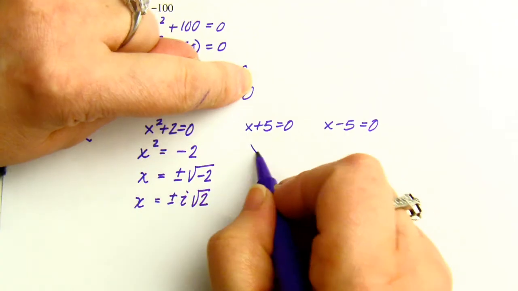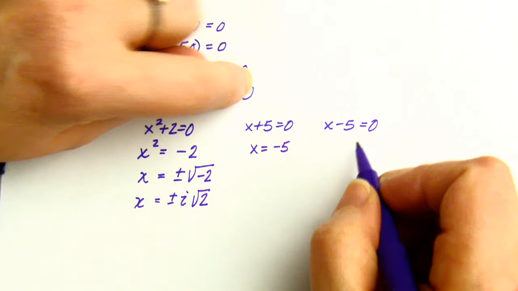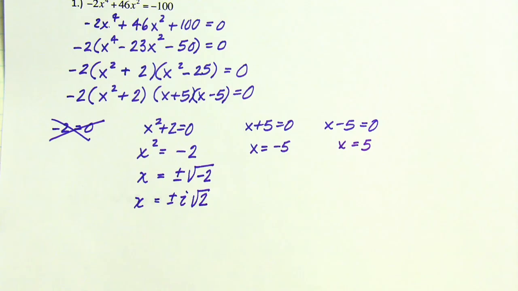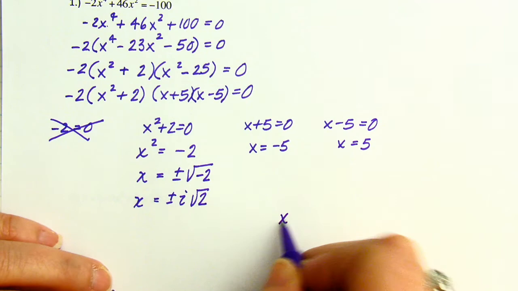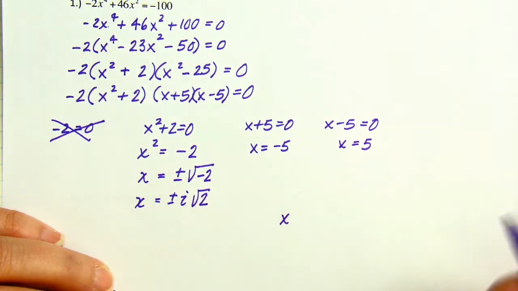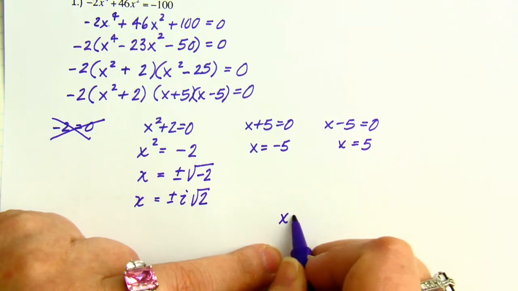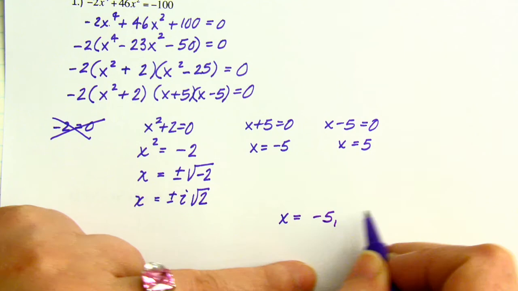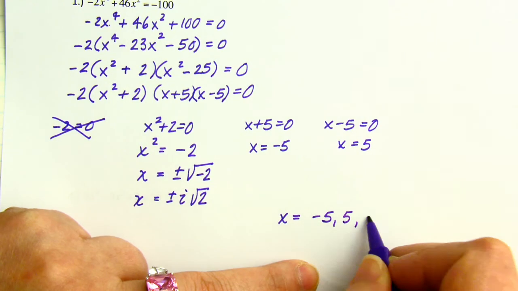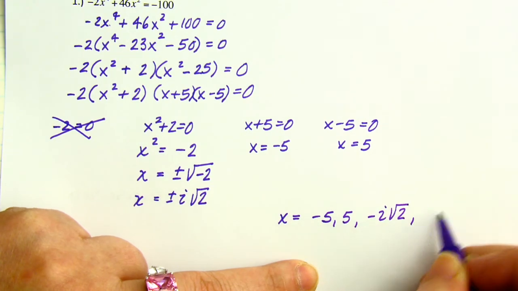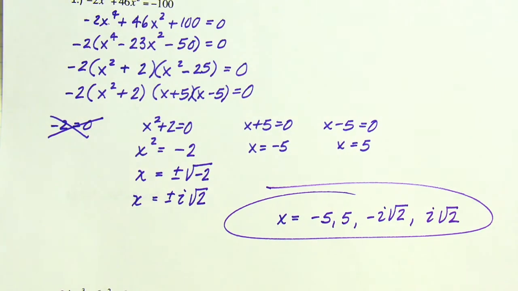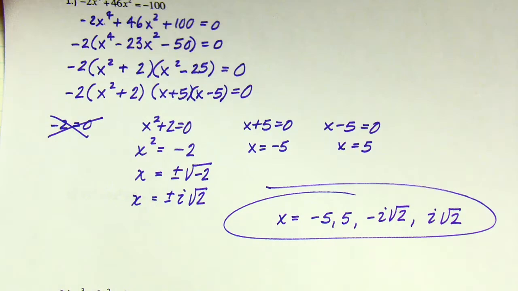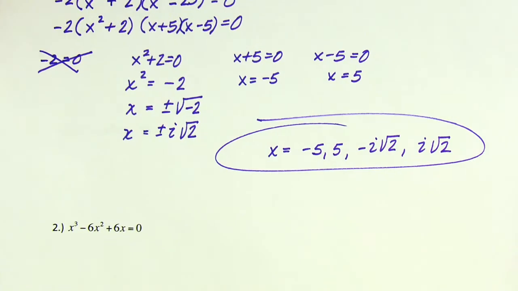This here, easy, negative 5. This here, easy, positive 5. So my 2 real and 2 imaginary solutions are x is negative 5, positive 5, negative i root 2, and positive i root 2. If you have any questions, post in the homework discussion, ask in class, or come to a Google Meet.